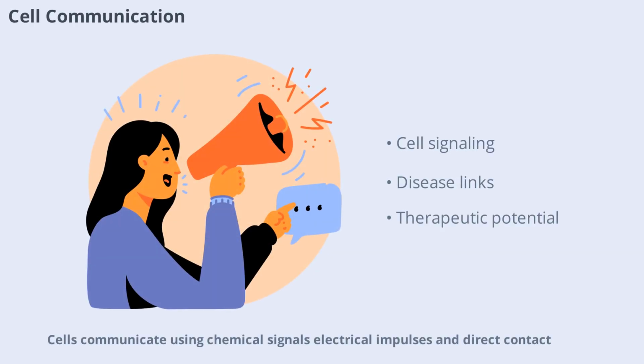Cells communicate using chemical signals, electrical impulses, and direct contact. Interpreting these signals is crucial for understanding how tissues and organs coordinate their activities. Disruptions in cell communication can lead to diseases like cancer and diabetes. By decoding these messages, researchers can develop new treatments and improve health outcomes.